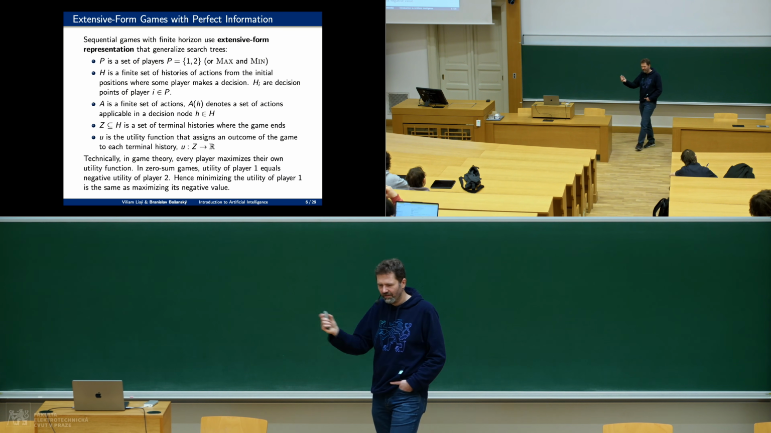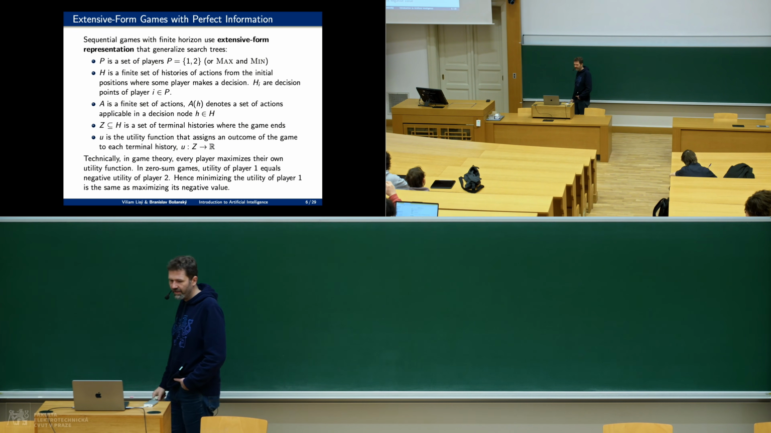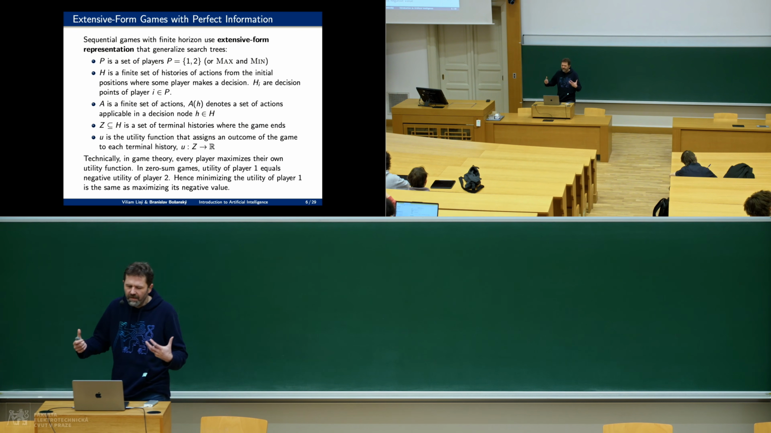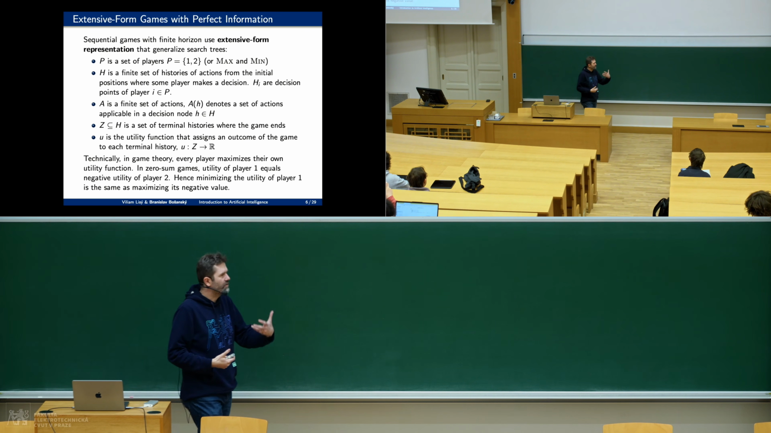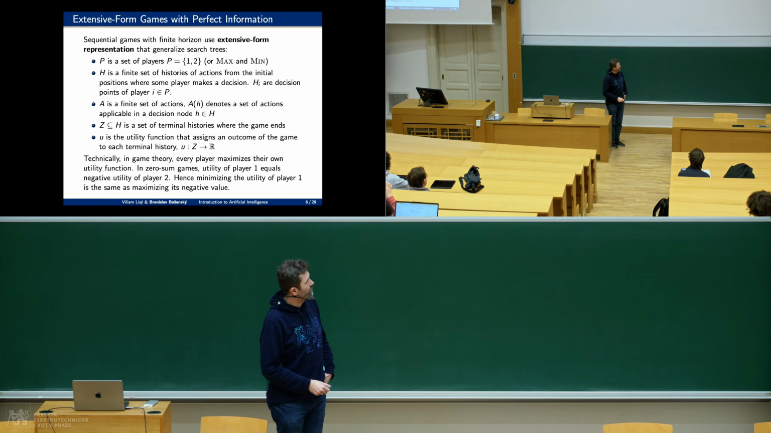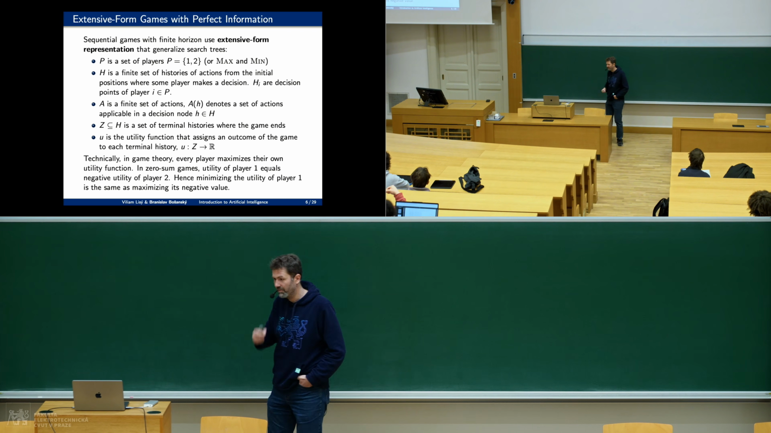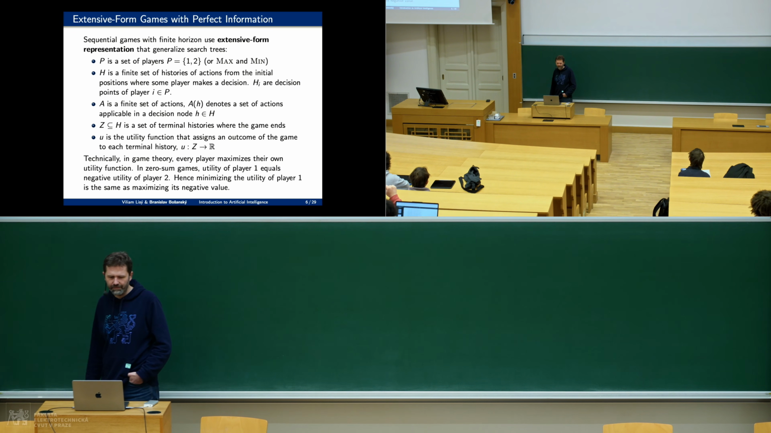So we are not doing something else just because we are in a simpler setting. We are basically still maximizing the utility for both players. It's just that the utility function of player 2 is very specific: it's minus the utility function of player 1, right? So that's why it's sufficient to have just one value. Then it's much simpler. All right. Any questions?